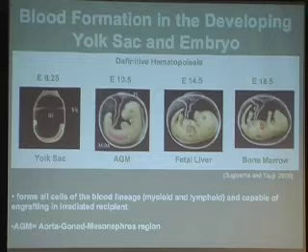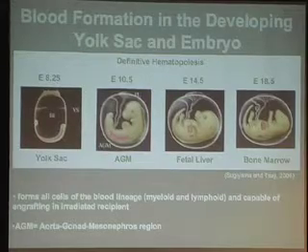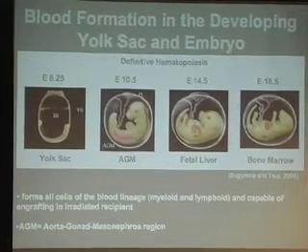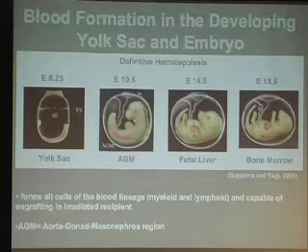And so hematopoiesis occurs in two waves during murine embryogenesis. There's a primitive wave, which is primarily erythrocytes, and there's definitive, which by definition forms all cells of the blood lineage, both myeloid and lymphoid, and these cells are capable of engrafting into an irradiated recipient.